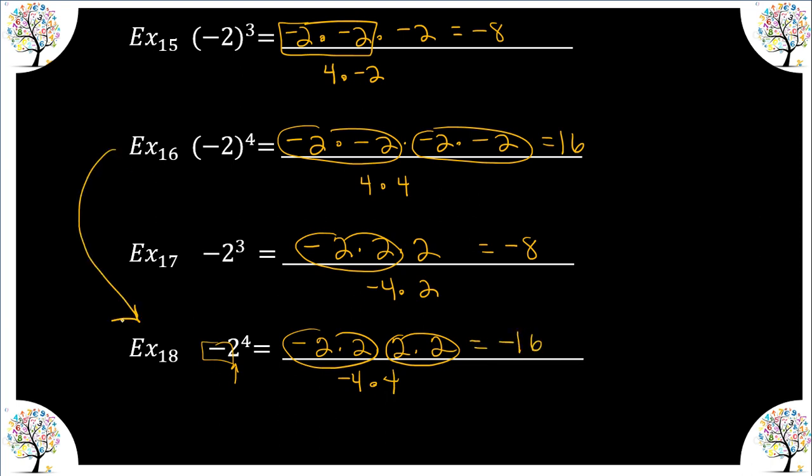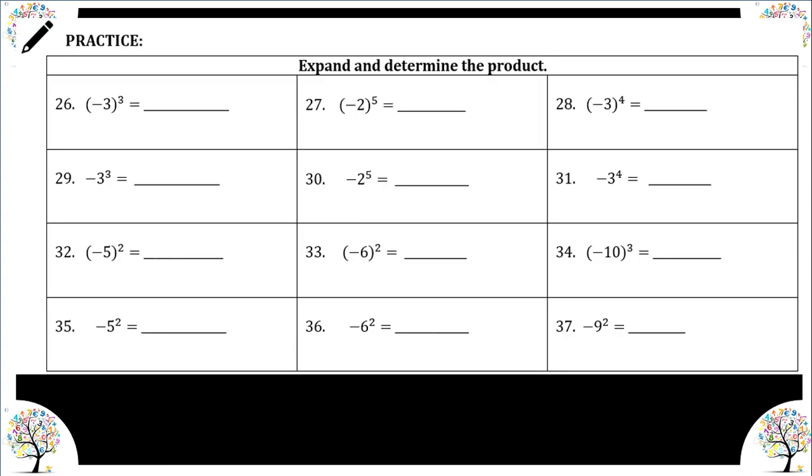So notice the difference. Whenever the negative is included in the parentheses, it is part of the base and it gets written out with the integer. It is part of the integer. But when there are no parentheses, this negative is not included with the base. Okay, so now finish out these practice problems before we go to the last part of our lesson.